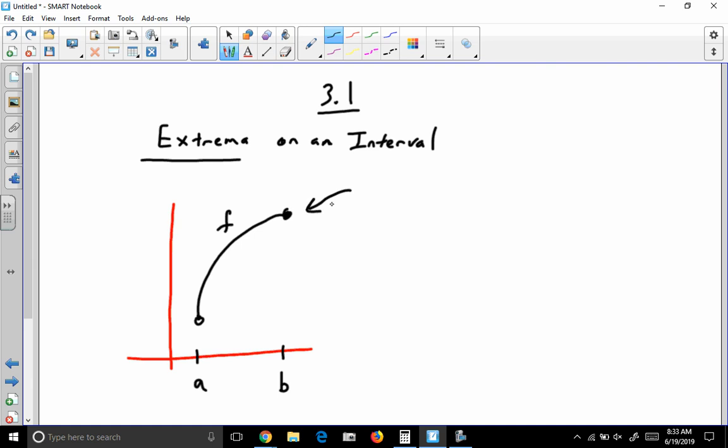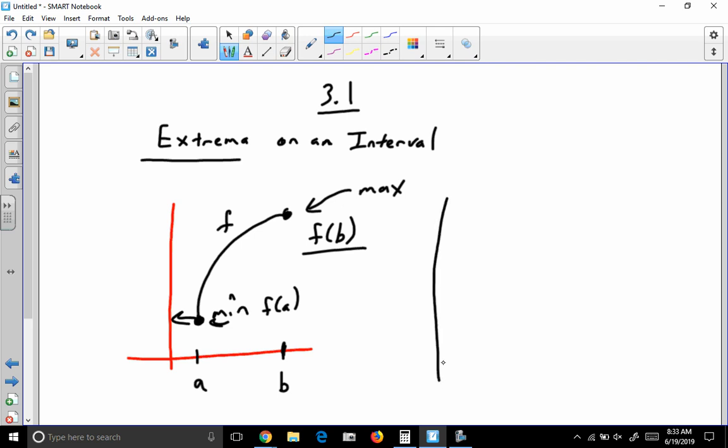So for example, on this interval, we have a maximum at B, we have a minimum at A, and the maximum value is the value of our function at B, not the x value itself, but the y when we plug B into our function. And the minimum is f of A. What is the corresponding y value at that point?